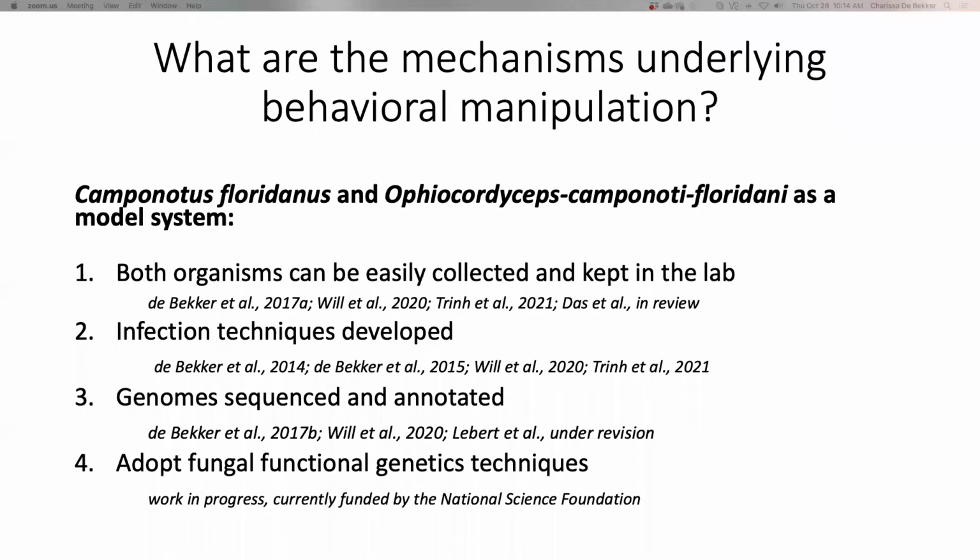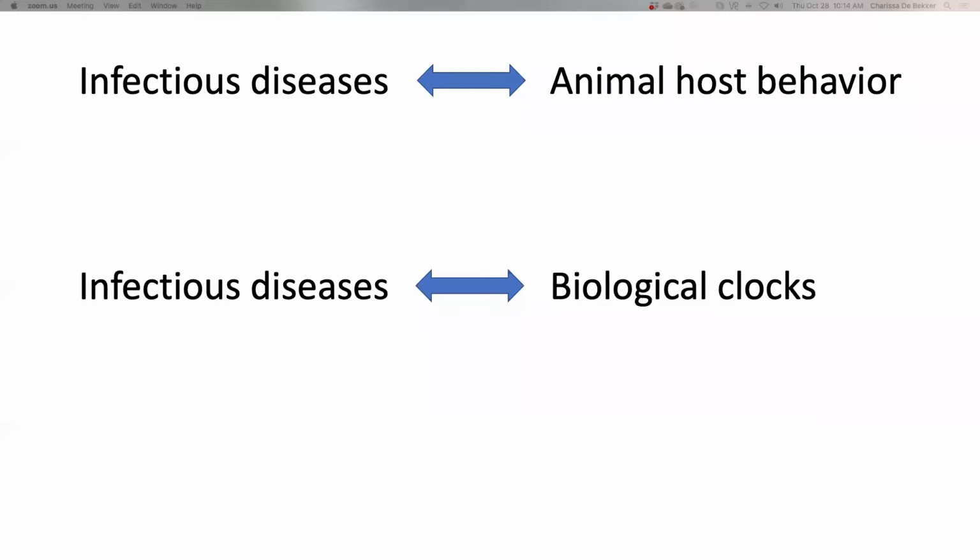And then what we're currently working on, and this is what we have this National Science Foundation money for, is to adopt functional genetics techniques for our fungus to really make it a model system in which we can knock out genes and do all sorts of functional studies, for instance, to really see which genes are playing a big role in the behavioral manipulation that we see in our so-called zombie ants. As such, our work is at the boundary of infectious disease and animal behavior.